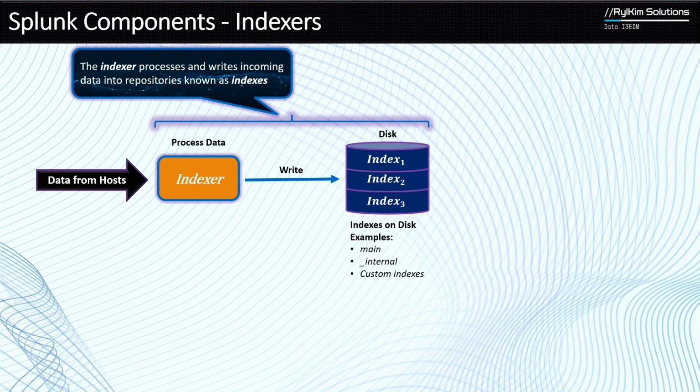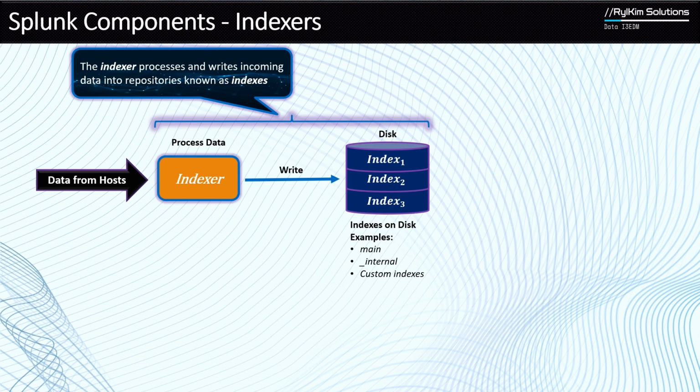There are other default indexes that start with the underscore, like you see the underscore internal here, for example. These are known as internal indexes, and they are meant for Splunk's own internal logs. And then you can also define your own custom indexes.